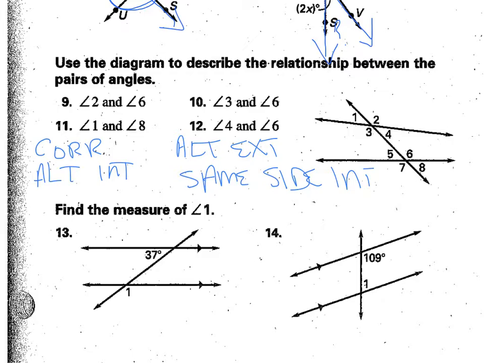Okay? So number 9, it's angle 2 and angle 6. Alright, again, 2 and 6. Which of those four are they?